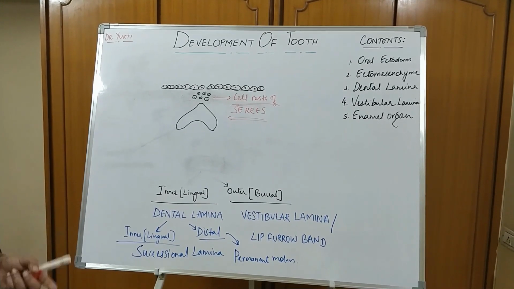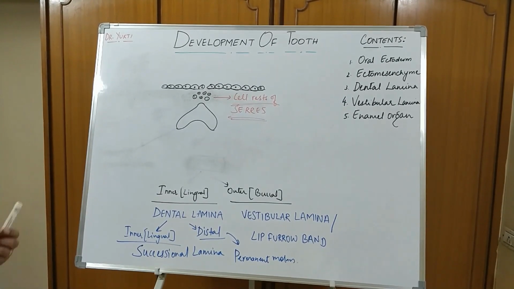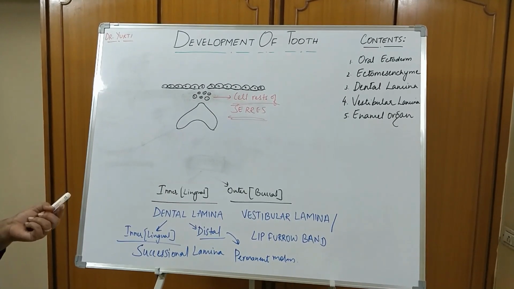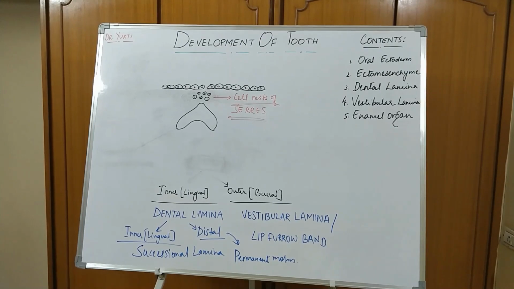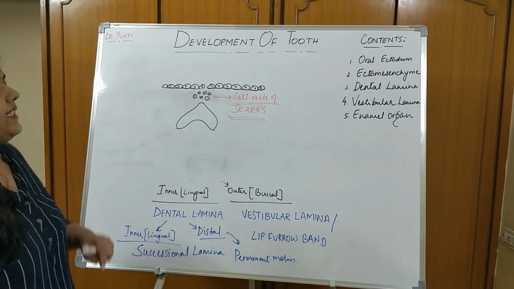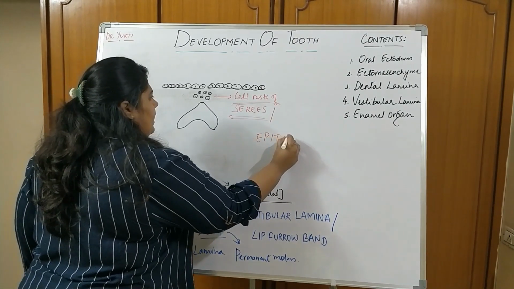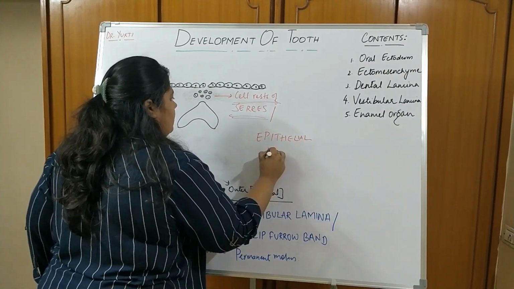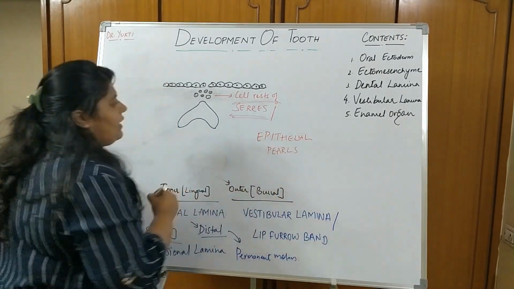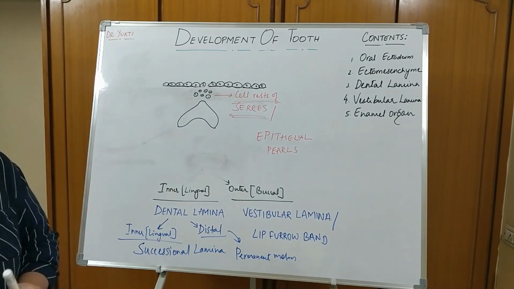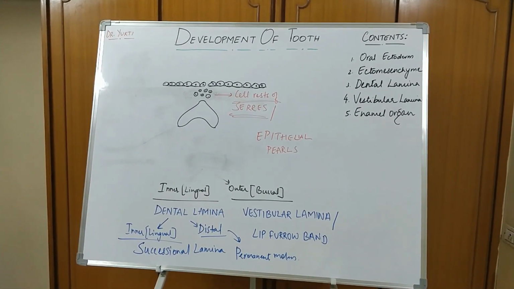Cell rest of Serres are nothing but the remnants of dental lamina. They are present. Why? Because sometimes after the tooth development is completed, they may not degenerate completely. Where are they present? They are present in the jaws and the gingiva. Right? These cell rest of Serres have another name, that is epithelial pearls. Here, please don't get confused with enamel pearl. Enamel pearl is totally different. This is epithelial pearls. So, this is about the dental lamina and the vestibular lamina.